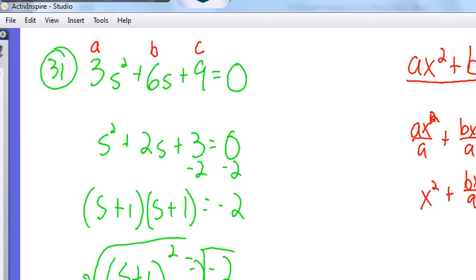Is c over a going to be the right number to make a perfect square? Probably not. Maybe, yes, but probably not. If we just pick random numbers more often than not we would come up with something that's not perfectly correct. So let's just subtract c over a from both sides so we don't even have to look at it right now. x squared plus bx over a equals negative c over a.